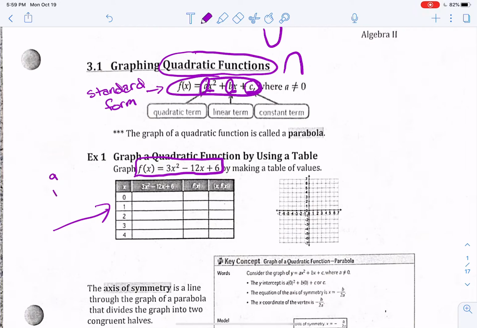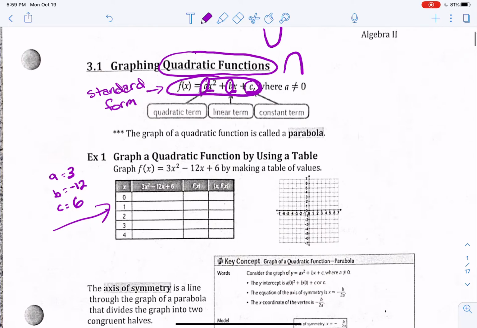They don't ask for a, b, and c, but I'm going to get you kind of trained to look for a, b, and c. The a value is going to be the number in front of the x squared, so that is 3. B is 12, but if there's a negative in front of that, the negative is going to go with the 12, and then c would be 6, okay? So they didn't ask for that on this problem, but I'm just going to get you used to picking that apart and knowing the 3 different parts of the quadratic function.